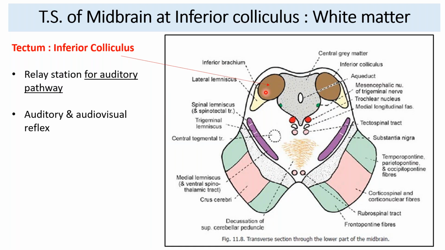Now we come to the tectum part. The tectum part is at the level of the inferior colliculus. We are going to see the inferior colliculus. This is a relay station for the auditory pathway, as I have told. So it is involved in the auditory and audio-visual reflexes, the inferior colliculus. The superior colliculus was for the visual pathway.